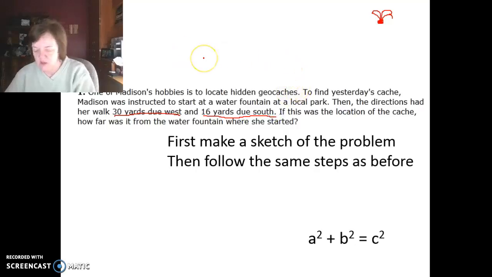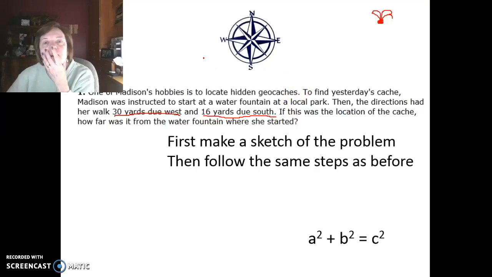So west. Well, let me think a minute. Oh, that's right. Compass. Let's go west. I don't have a nice straight tool, but I'm going to go west. And this is 30 yards. And then I'm going to go due south. And this is 16 yards. I know it's totally out of scale. So they want to know this side right here. How far is she from the fountain right here?